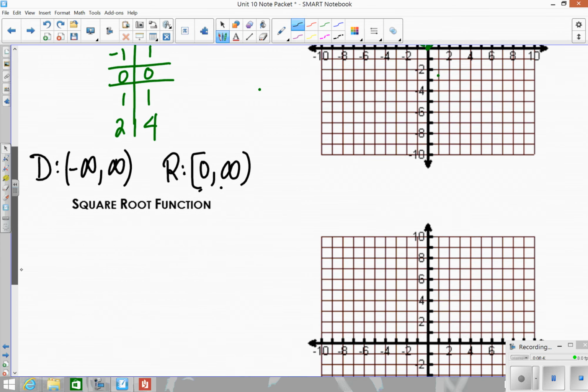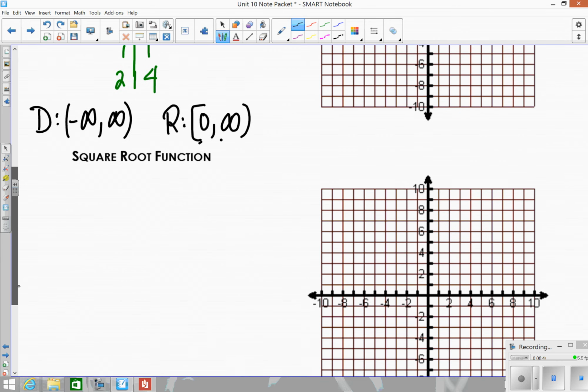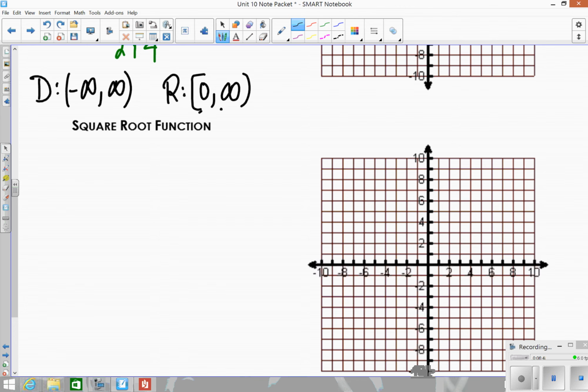So then the next one we're going to look at is the opposite of squaring something, which is the square root function. So the square root function undoes something that's been squared, which is a quadratic. So let's look at this. So the square root function is f of x equals the square root of x.